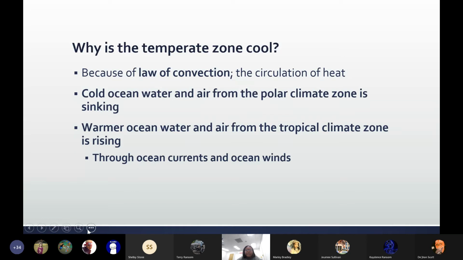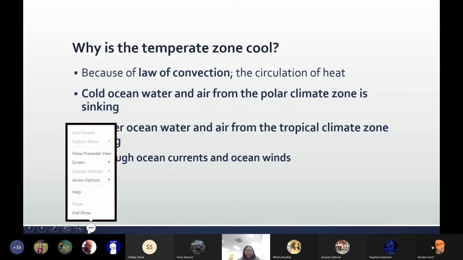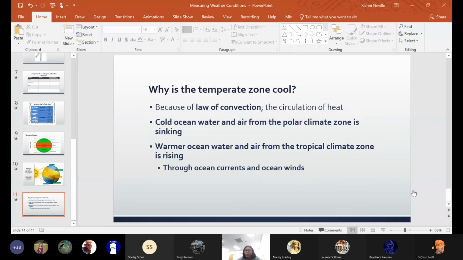So that temperate zone is cool because of how the air is moving, how our waters are moving. They're constantly circulating. So let's look at some pictures of that. You should still be able to see my screen if you need to.